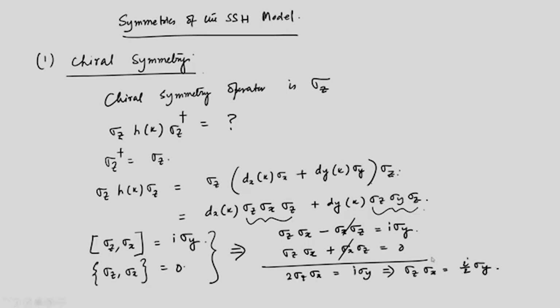So this part, that is sigma z sigma x, is what we have found out here, and now we have to right multiply it by sigma z. So that's what we'll do. So we have sigma z sigma x sigma z, this is equal to i by 2, and what we got here is i by 2 sigma y. So we'll write i by 2 sigma y and sigma z.